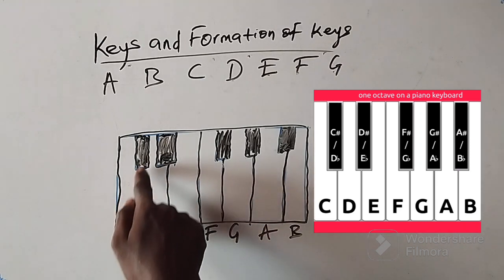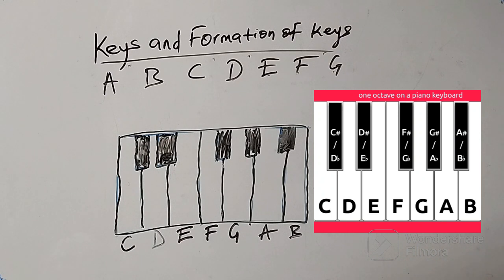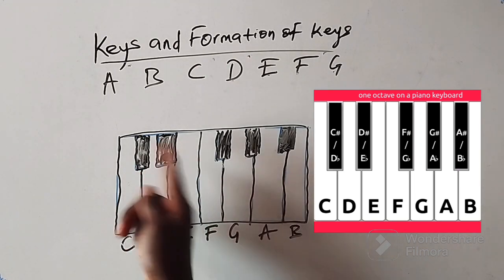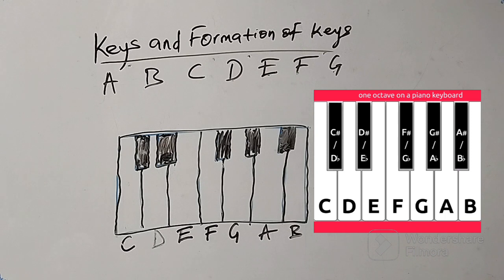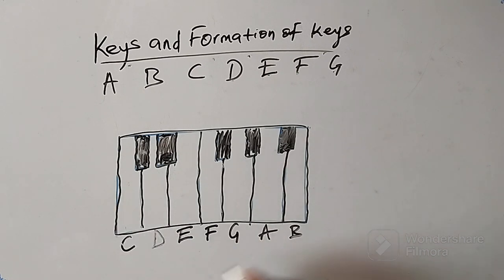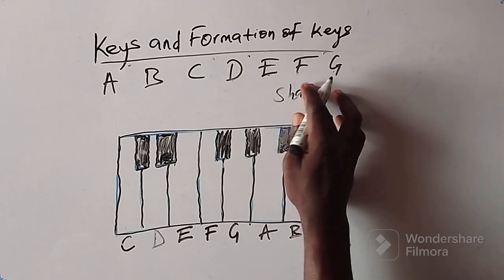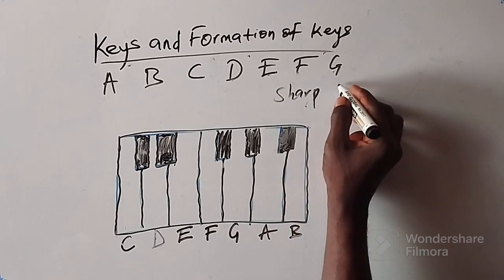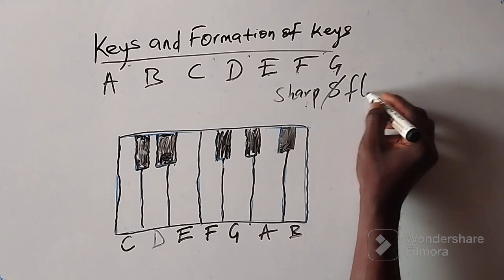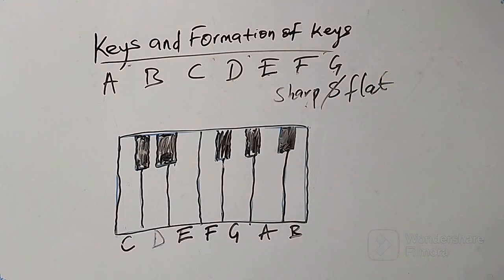So for it to have a name, once it is C, you call it C something. If it is D, you call it D something. The two things you must call it are what we call sharp and flat. Those are the two names, and they have symbols.